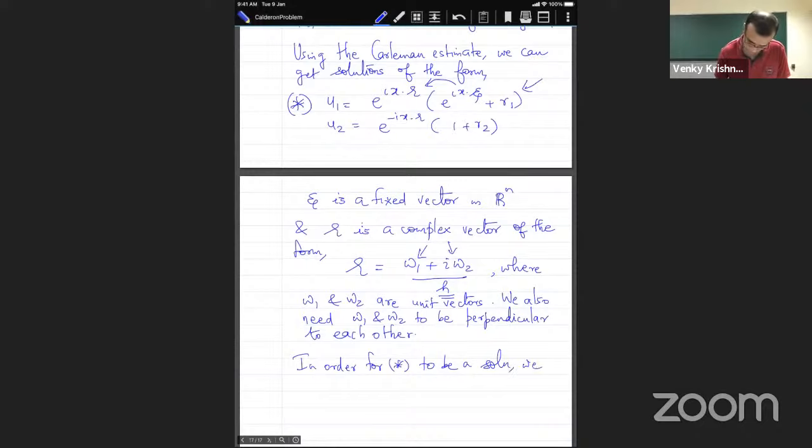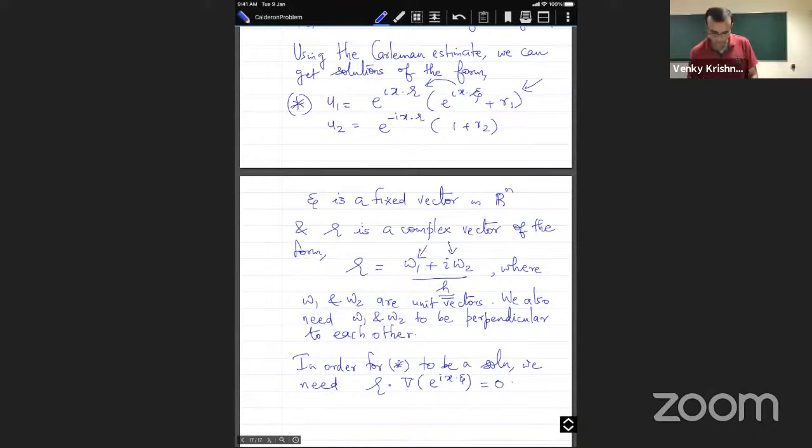we need zeta dot gradient of e to the i x dot c to be equal. So for those who are familiar with it, this would be the first term in the transport equation, right? So the transport equation also has to be solved. Therefore, once you set the transport equation to be equal to 0, you will have something only involving the remainder, and that remainder term is what we get from the Carleman estimate.